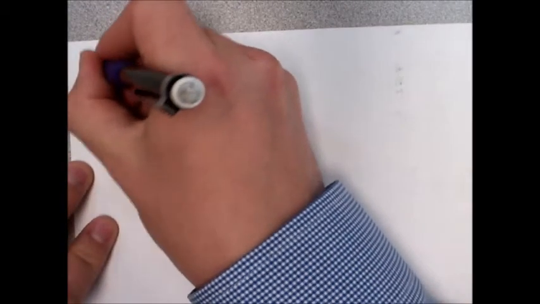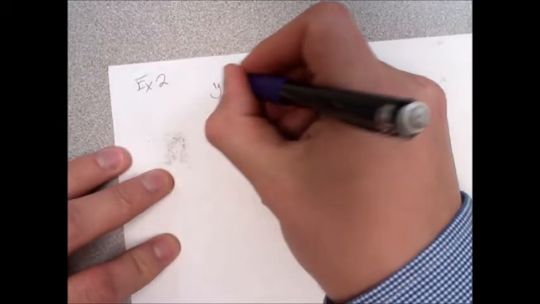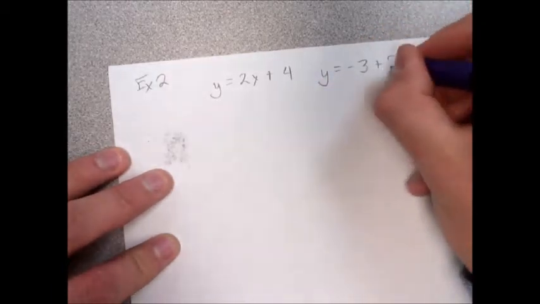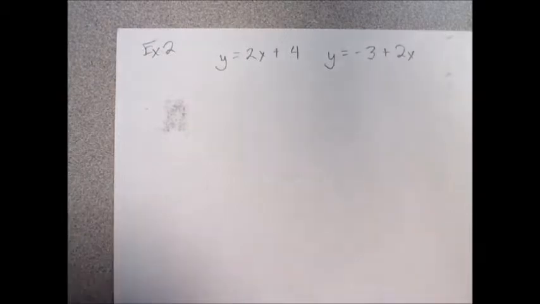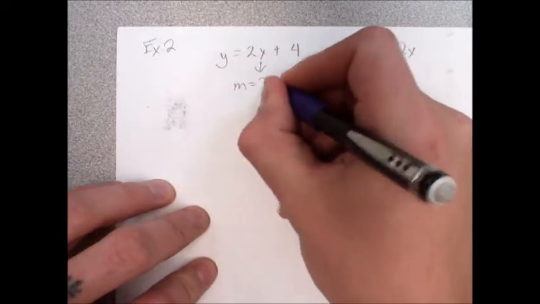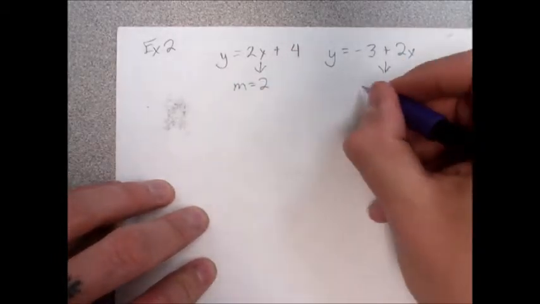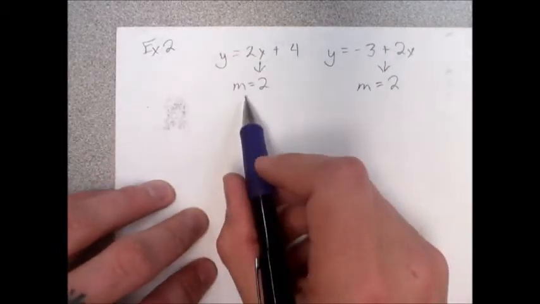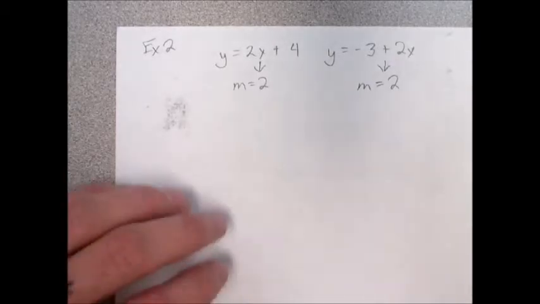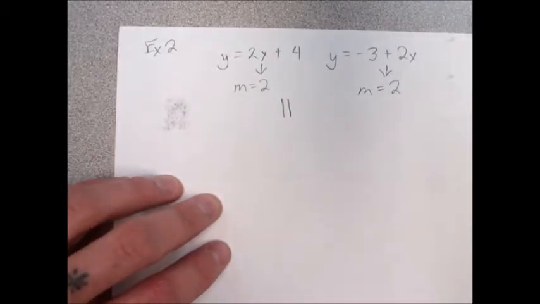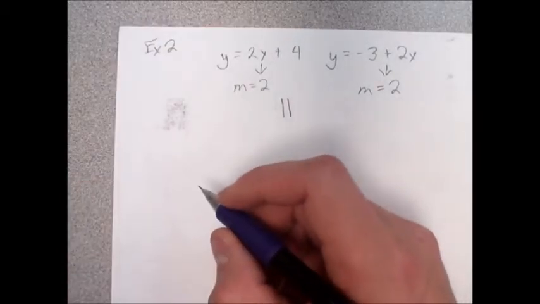Example 2. Identify parallel and perpendicular lines. It gives you 2 equations. Y equals 2x plus 4, and y equals negative 3 plus 2x. What is the slope of this line? M would be 2. And what is the slope of this line? Still 2. It's what's in front of the x. So are these parallel, perpendicular, or neither? They're parallel. Okay? This is the symbol for parallel, just in case you see it and don't know what it is already. So I would say that the 2 lines are parallel to each other.